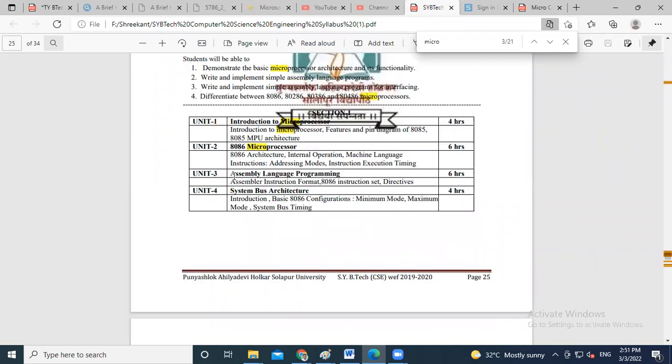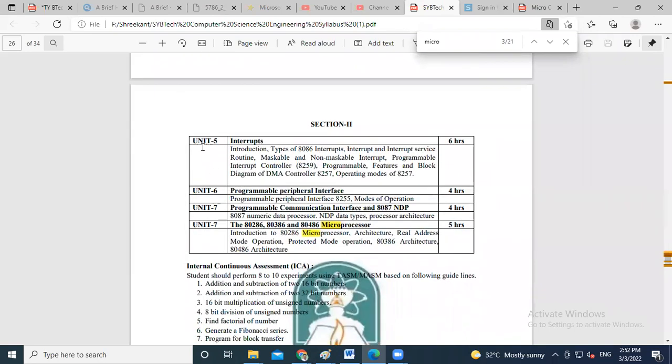In the third unit, we studied all the instructions that come under the 8086 microprocessor, nearly 70 to 80 instructions. In Unit 4, we studied bus architecture: system bus, data bus, and control bus, along with the minimum mode and maximum mode configurations. In Unit 5, we studied interrupts: maskable interrupts, non-maskable interrupts, hardware interrupts, software interrupts, and the interrupt service routine.